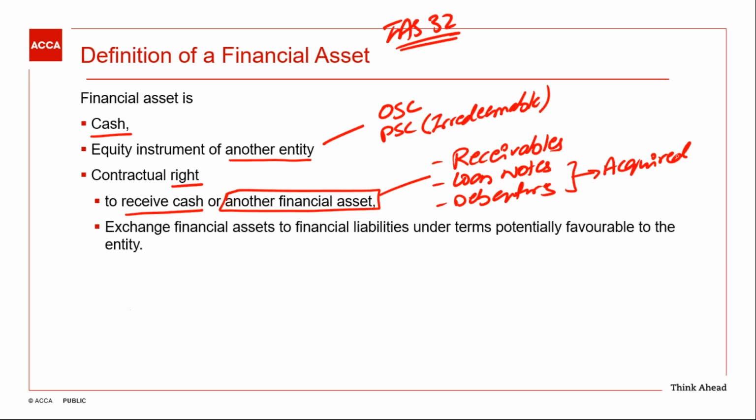The next thing is a contractual right to exchange financial assets or financial liabilities under terms potentially favorable to the entity. This point mainly refers to the derivatives actually. All of the derivatives which are favorable to us are going to be a financial asset.